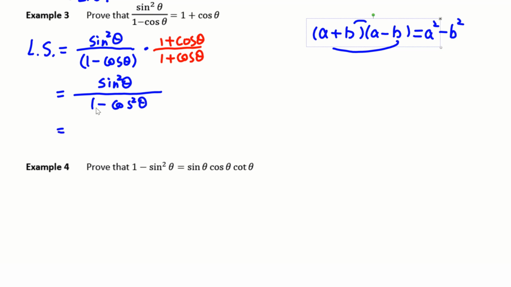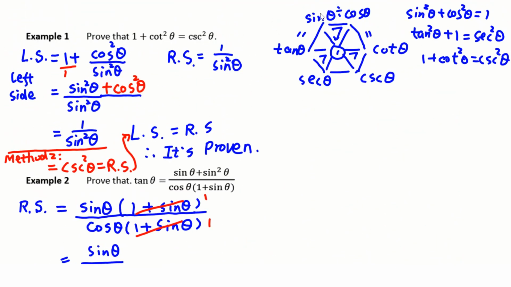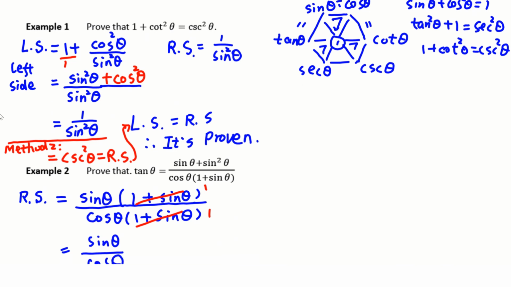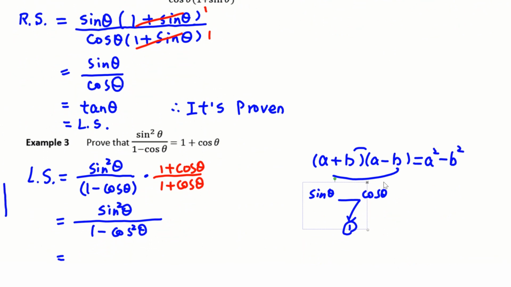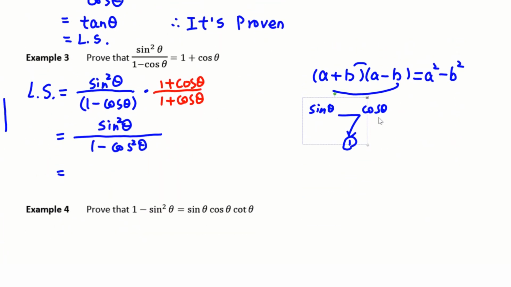And we know from the Pythagorean identity, that is in our hexagon, sine squared plus cosine squared equals 1 squared. That is our Pythagorean identity. So sine squared plus cosine squared equals 1. Then it will give you that 1 minus cosine squared gives you sine squared.